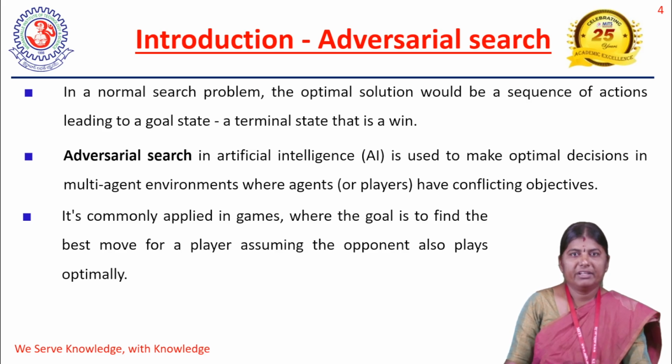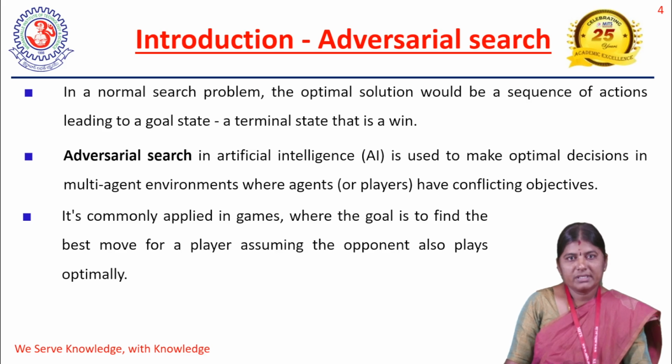How does it differ from normal search? In a normal search problem, that is, in a single agent environment, the optimal solution, as we know already, starts from the start state to the goal state. The optimal solution would be arrived at by the sequence of actions leading to a goal state. That is obviously the terminal state, said to be a win state.